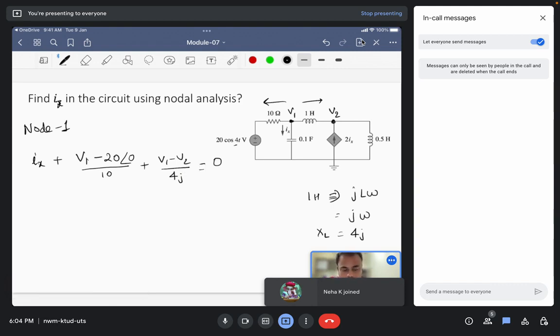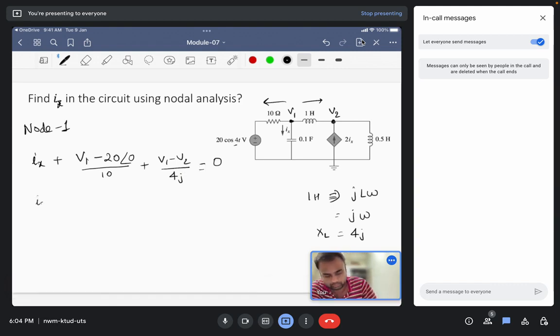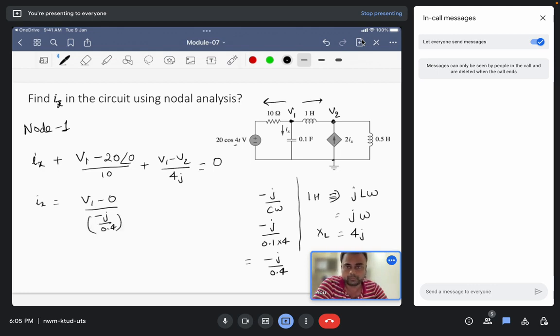And also here the term Ix. Since this node is ground, the difference will be V1 minus 0 divided by the impedance of the capacitor. The impedance of a capacitor is given by minus j by C omega. So minus j by 0.1 times 4, where 4 is the frequency. So this is minus j by 0.4. So we'll replace here minus j by 0.4 as Ix.